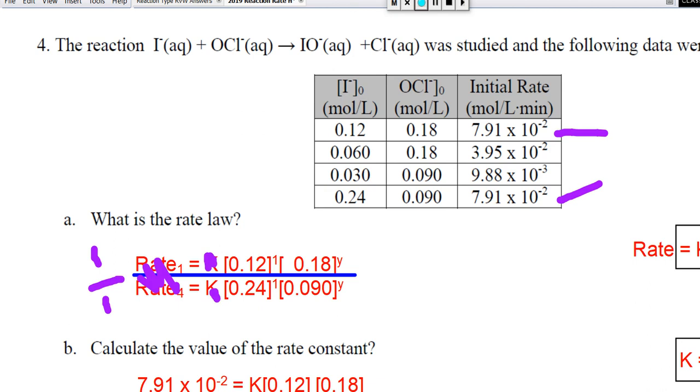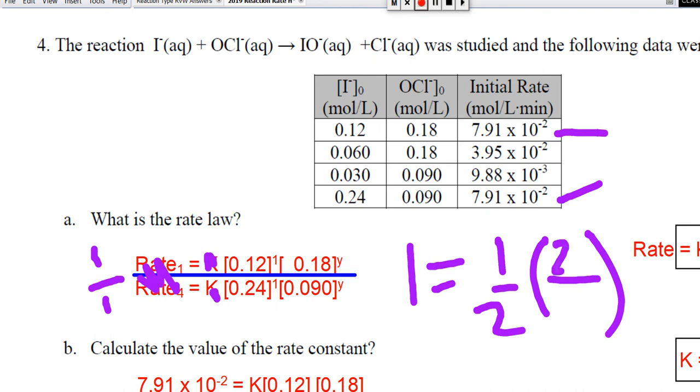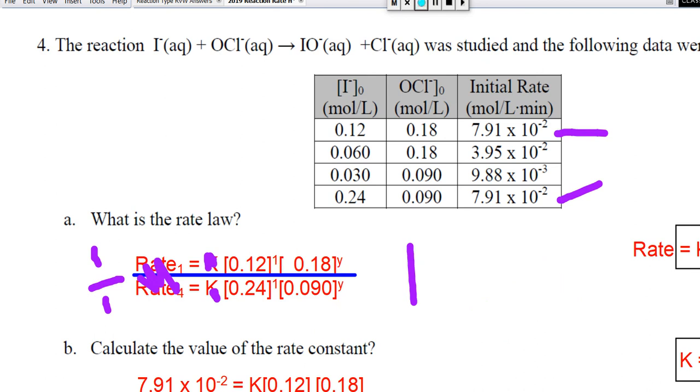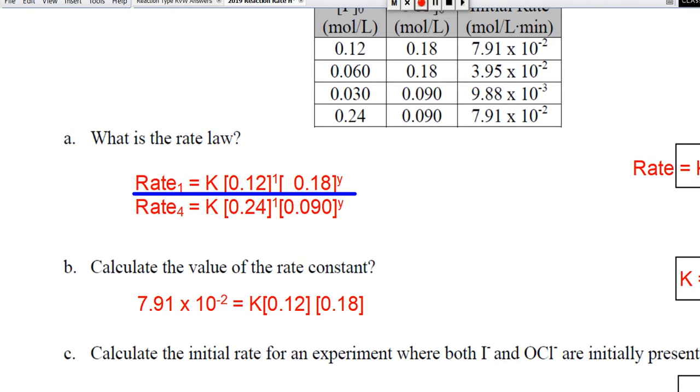And then we have 0.12 and 0.24, both to the first power. That's the same as 1/2. So how do you get 1 equals 1/2 times what? 2. That's what's going on here. That is 2 to the first. So that's how I figured out that the OCl was to the first. I thought that one was really hard, a little bit too hard. It's not that it's undoable, it's just a little bit too much to figure out the rate law.